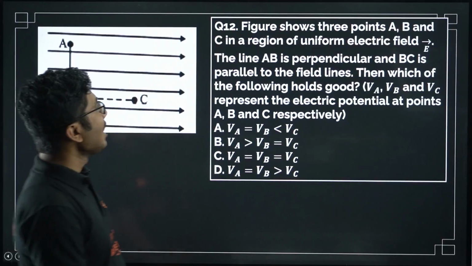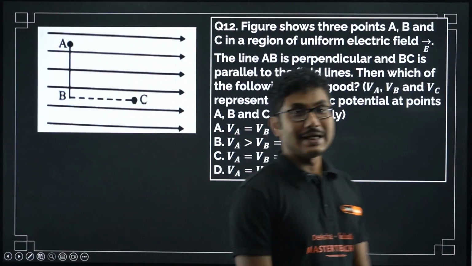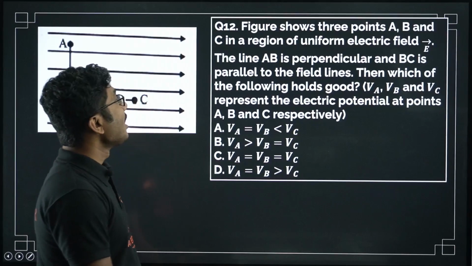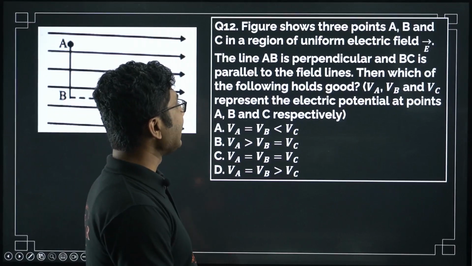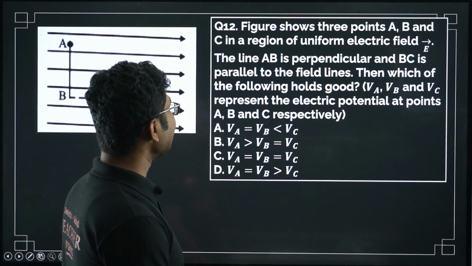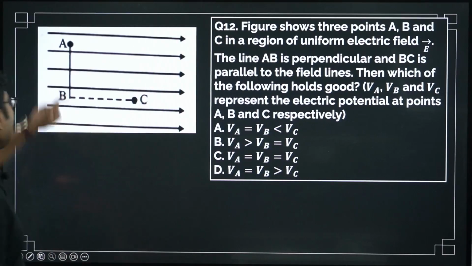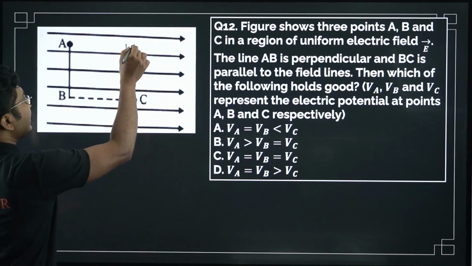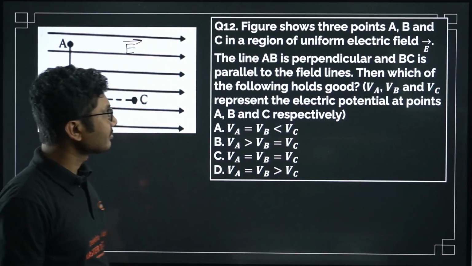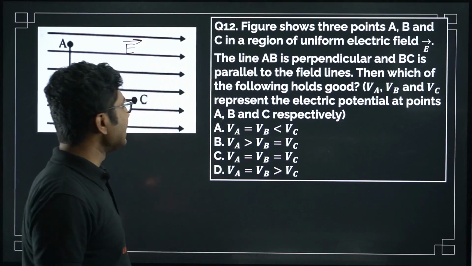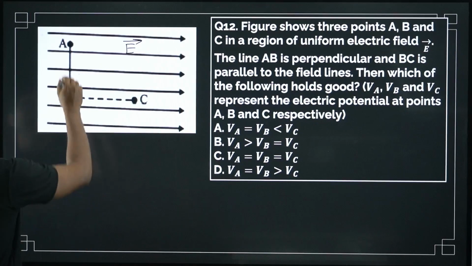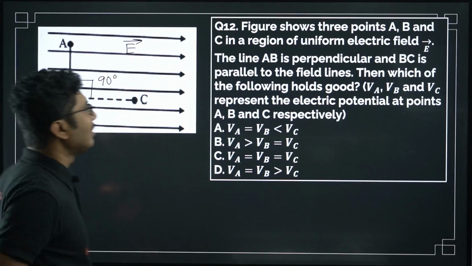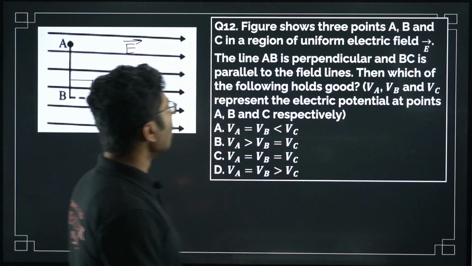Next question. From this chapter, as you can see, a lot of figure based questions might come for your final KCET exam. The figure shows 3 points A, B and C in a region of uniform electric field E. So the electric field is uniform. The line AB is perpendicular to BC, so this angle is 90 degrees. Then which of the following holds good?